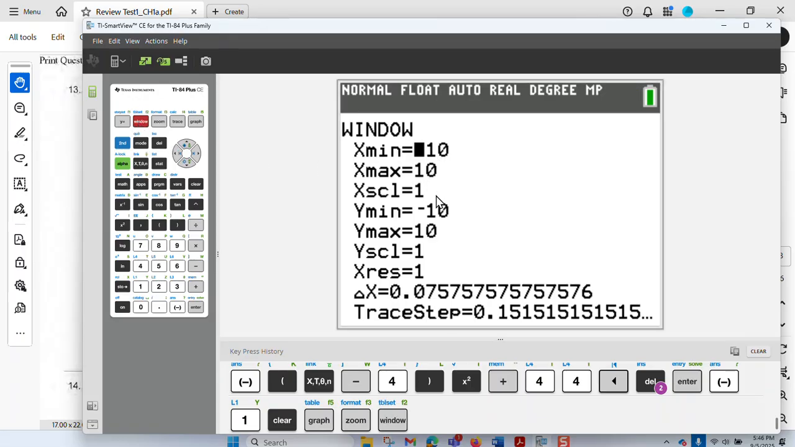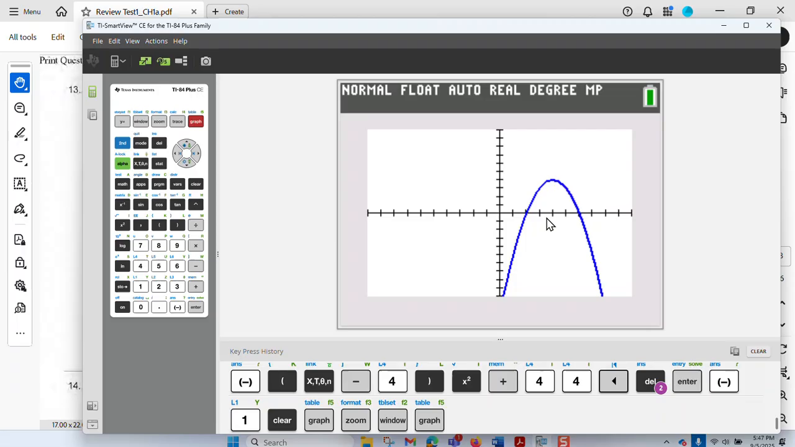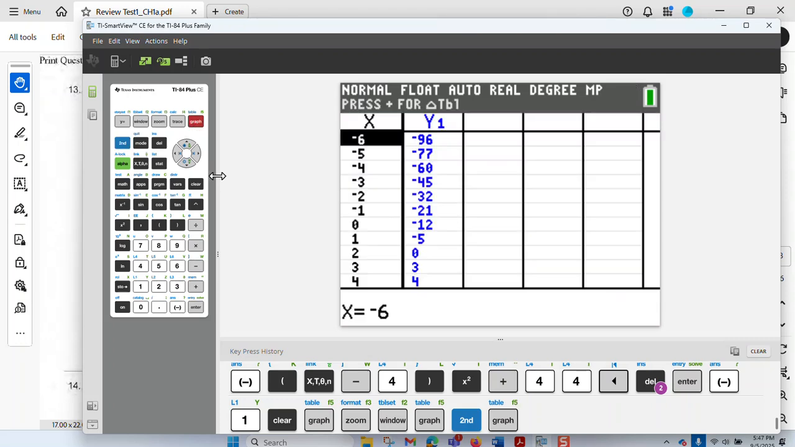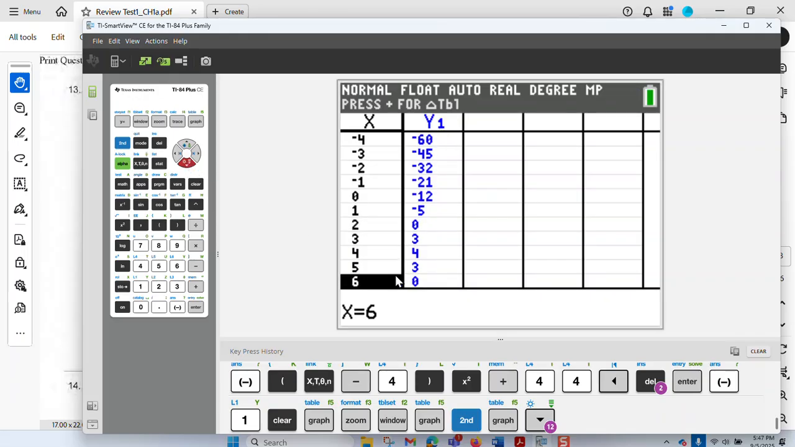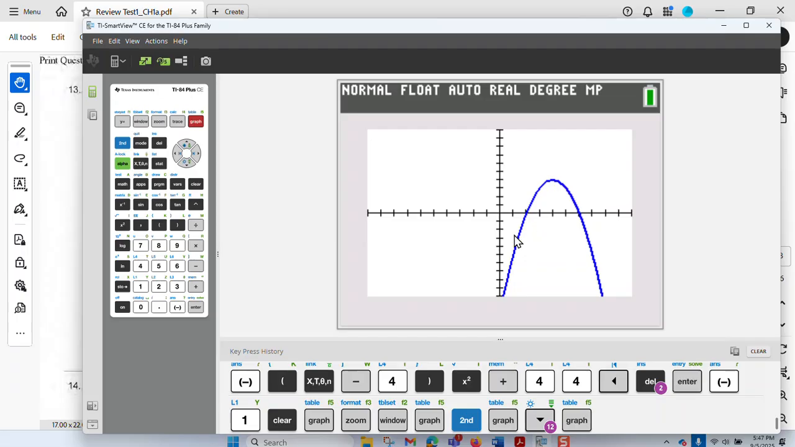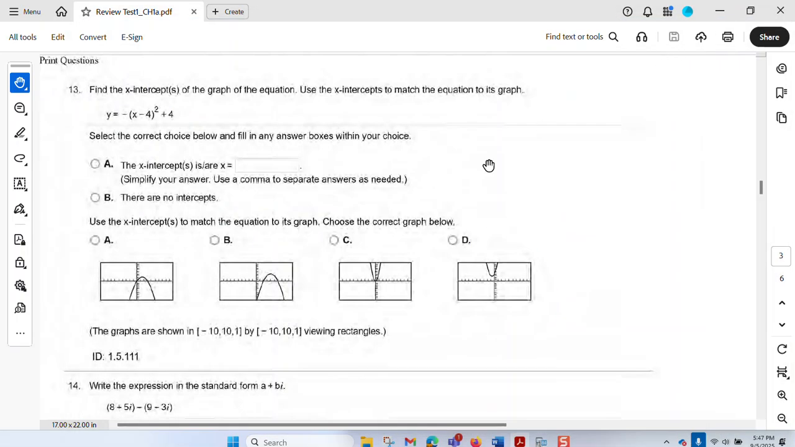Okay, so looks like we have 2. Since this is 10, right, each one is 1. So that's 2, 3, 4, 5, 6. So we have x-intercepts here at 2 and 6. And we can check this in here, 2 and 6. Yeah, when x is 2, y is 0, right? And when x is 6, y is also 0. So those two are the x-intercepts. So 2 and 6. So this should be the correct graph, not that one. Okay, so B is the correct graph in here.